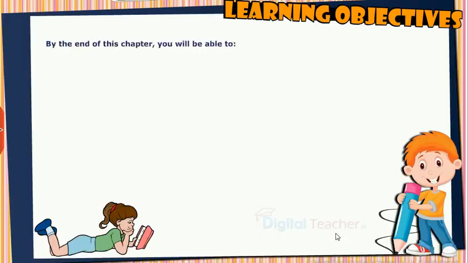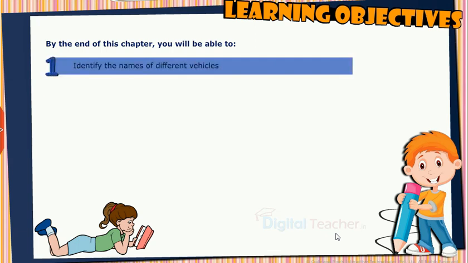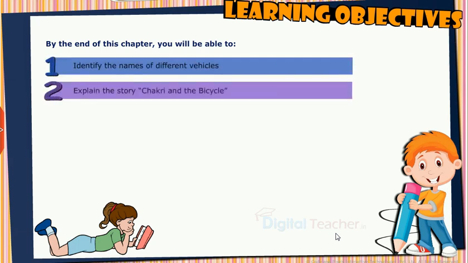Learning objectives. By the end of this chapter, you will be able to identify the names of different vehicles, explain the story, Chakri and the bicycle.